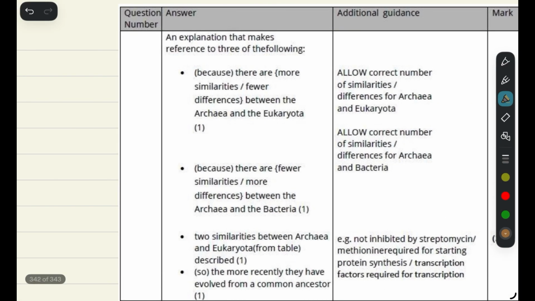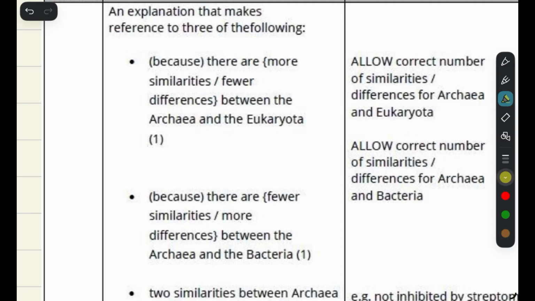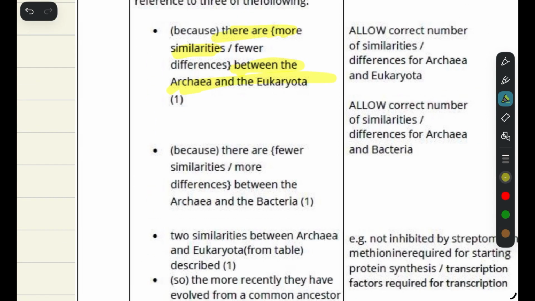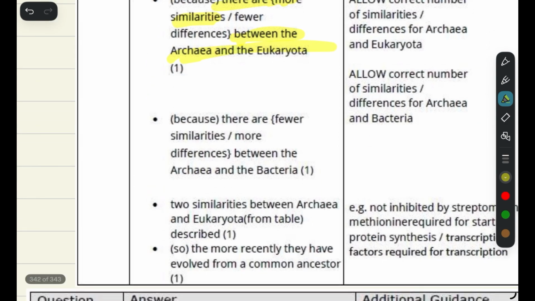So we've noted that. That's the first thing that you want to say. So you can see here, there are more similarities between archaea and eukaryote. Fine. Now, what you can also say, just to emphasize the point, there are fewer similarities between archaea and bacteria.